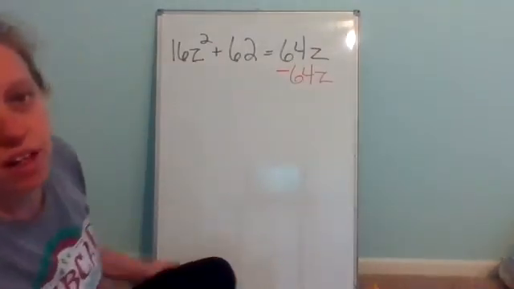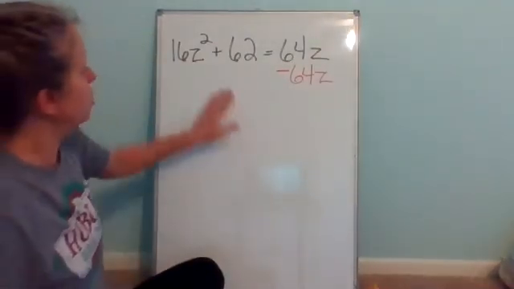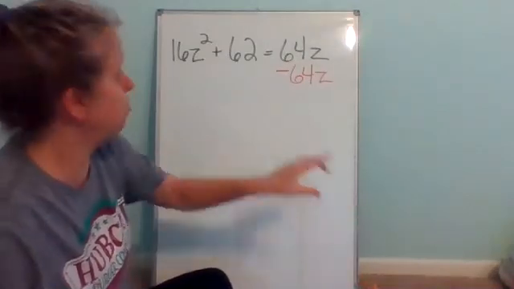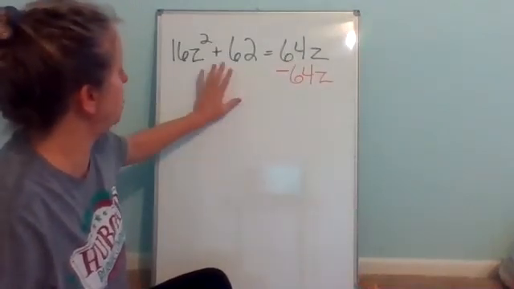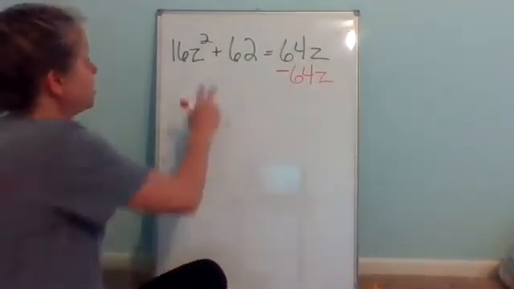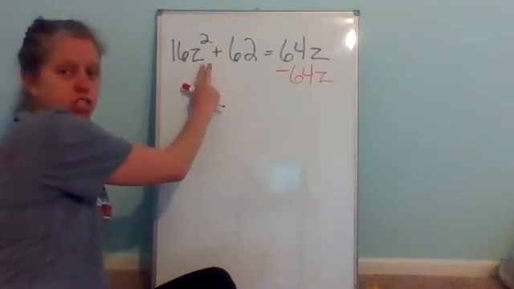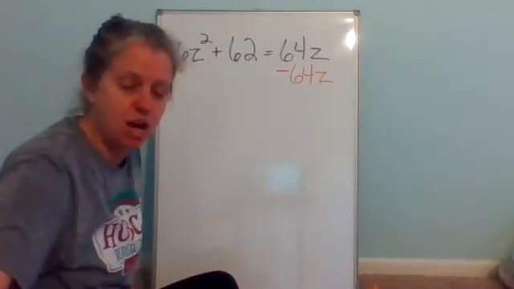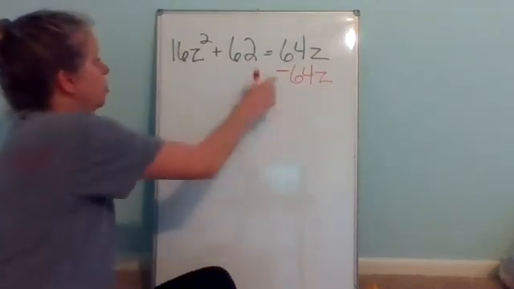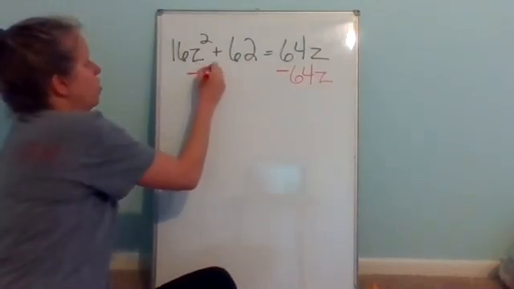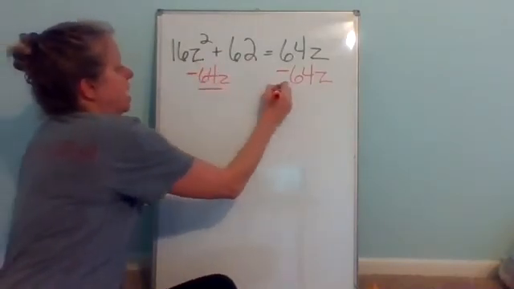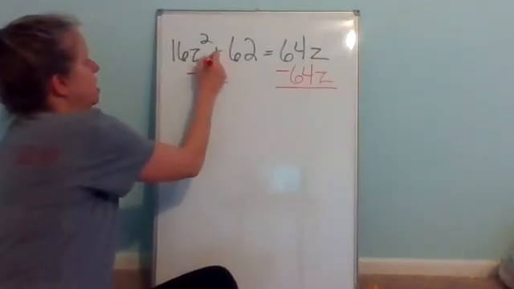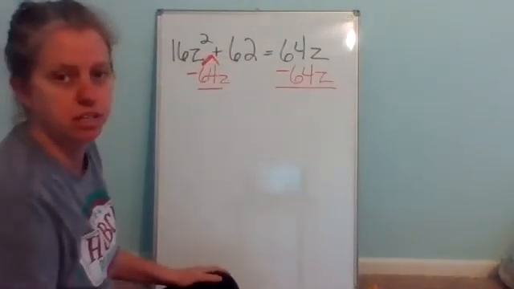Now, when I put it on the left, remember your terms need to be in the right order. So this minus 64, when I put it on the left, is actually going to need to be in between these two terms, right? So that my A, B, and C will be in the right order. So when I subtract 64z from this side, I'm actually going to put it in between those two terms.